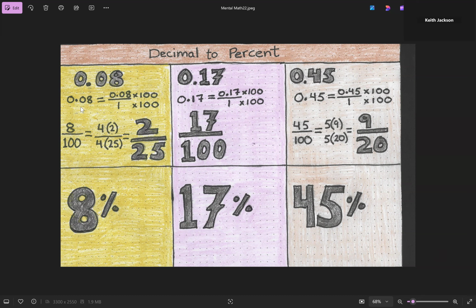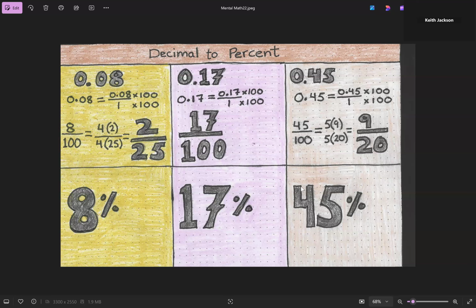In this case, we have 0.08, which is the same as 0 and 8 hundredths, all right? And so in this case, we have 0.17, which we can also call 0 and 17 hundredths. And right here is our third example. We have 0.45, which we can call 0 and 45 hundredths.